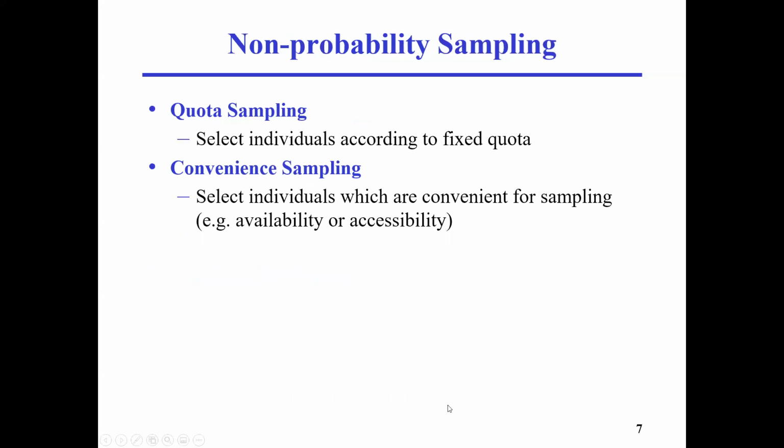Okay. So let me just give you some examples. For non-probability sampling, we have something called quota sampling. Select individuals according to fixed quota, right?